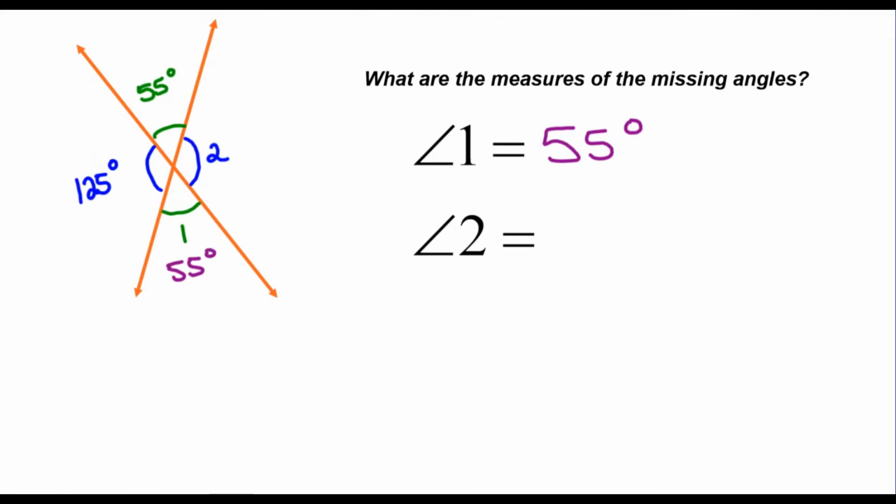I also know that angle 2 is vertical to this other blue angle, which is 125 degrees. So I know that they are equal. So angle 2 is equal to 125 degrees. So I can use angle relationships to figure out missing angles, to know how big an angle is just by knowing its relationship to other angles.